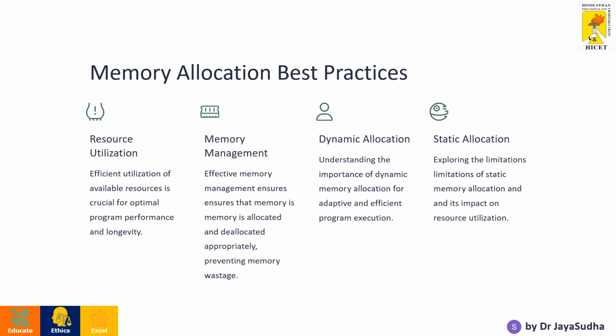So, on the whole, memory allocation best practices focus on optimizing resource utilization, memory management, and allocation techniques to enhance performance, reliability, and scalability in software development. By adopting these practices, programmers can improve program efficiency, reduce memory overhead, and minimize the risk of memory related issues in their applications.